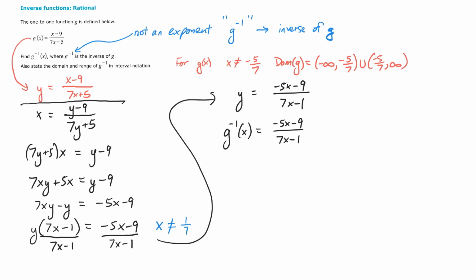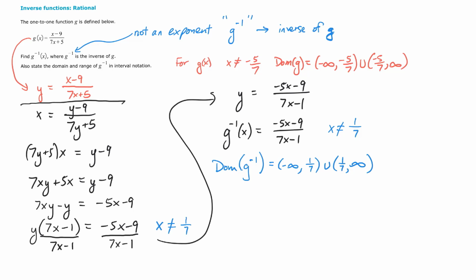Let's go ahead and find the domain. Well, if you check the denominator, it says x cannot be what? x cannot be 1/7. So let's write the domain of the inverse of g. That's got to equal negative infinity up to 1/7 union 1/7 up to infinity.